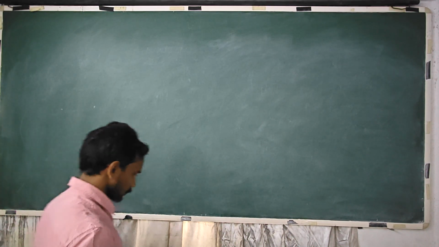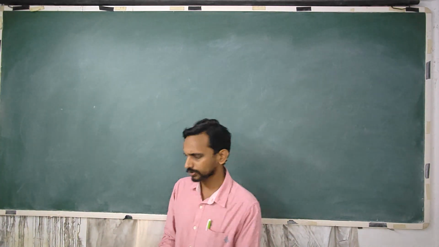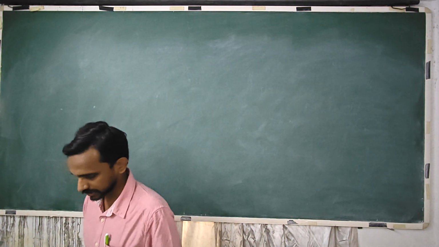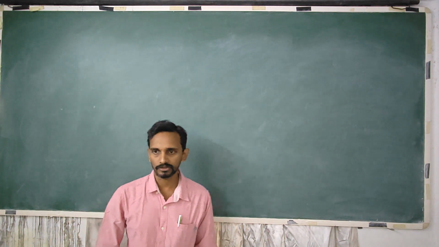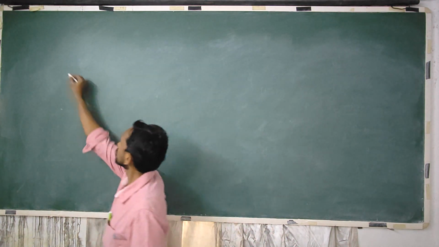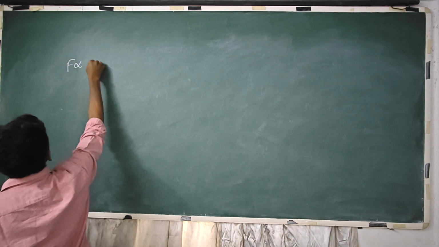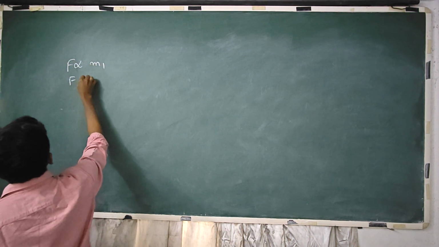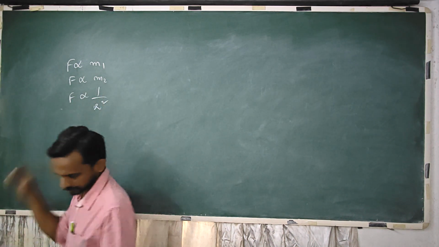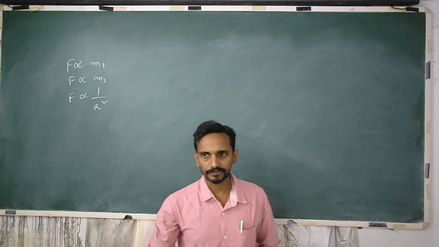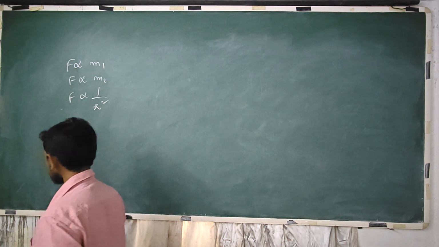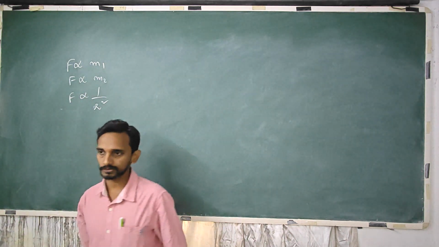Right. So the next topic that we are going to see is Newton's law of gravitation. So what does it say? The force between any two massive objects is proportional to the mass of the individual objects and inversely proportional to the square of the distance between them. So here the objects are considered to be point objects.